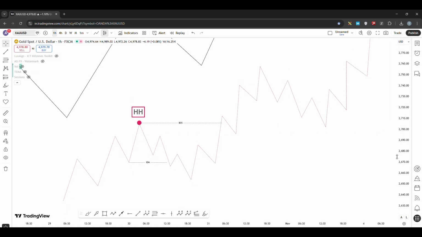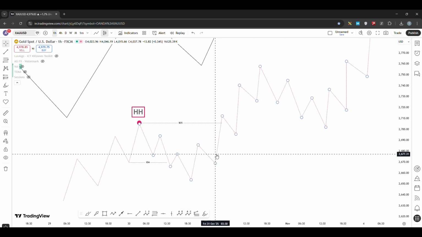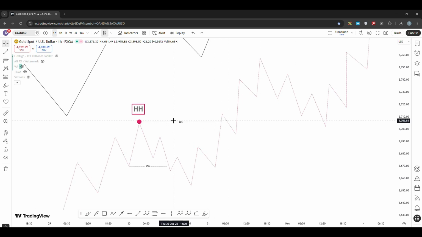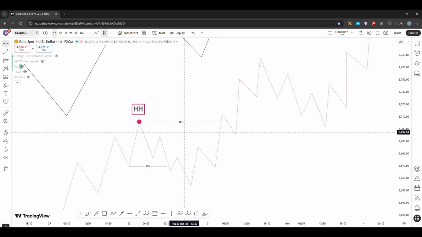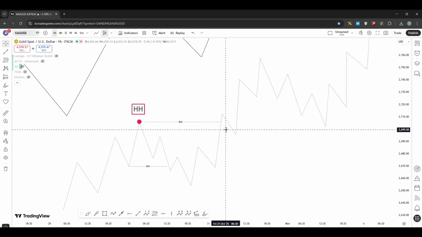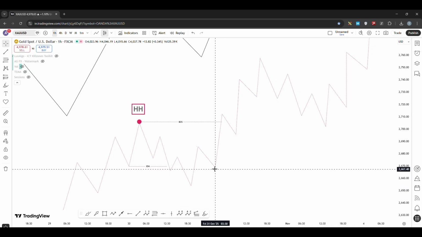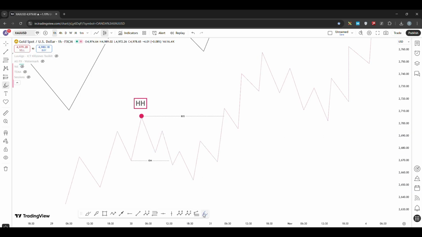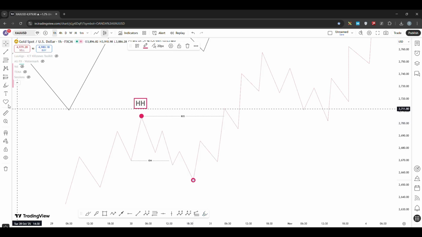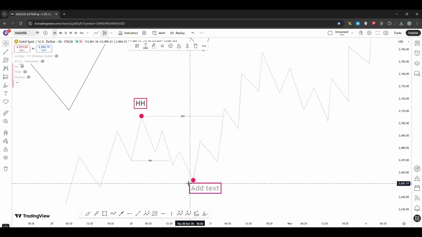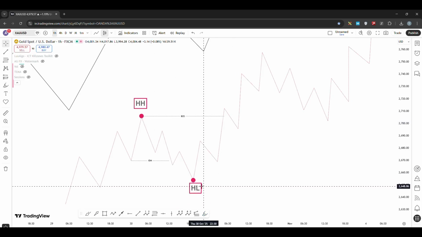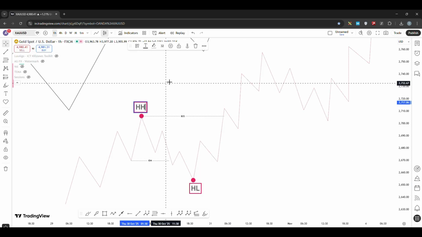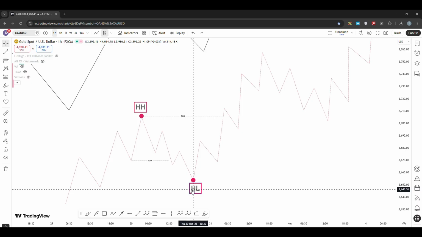Okay, now see what happens. Now market continues to the upside, we see a break of structure, and once we get a break of structure, the last low before the break of structure, not this low, the lowest point before the break of structure, this becomes our higher low. Okay, so now you understand why this is called a higher high and why this is called a higher low.